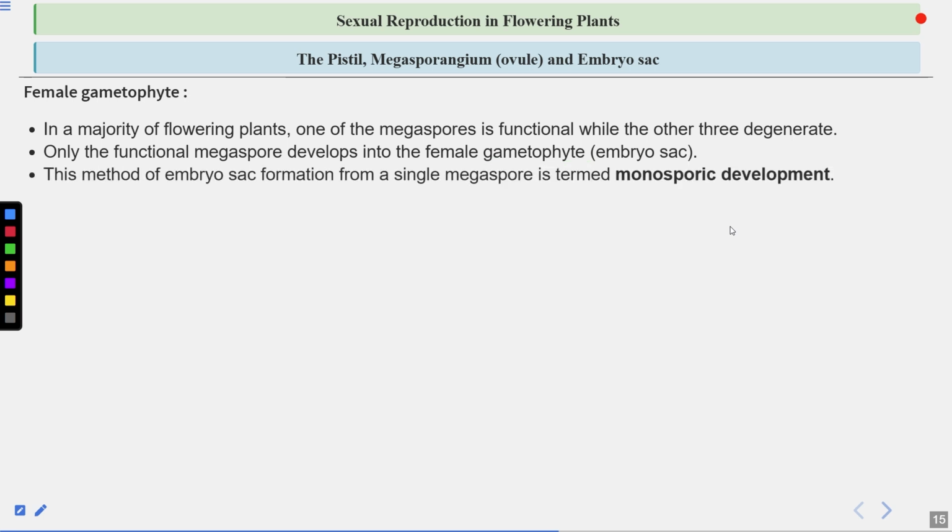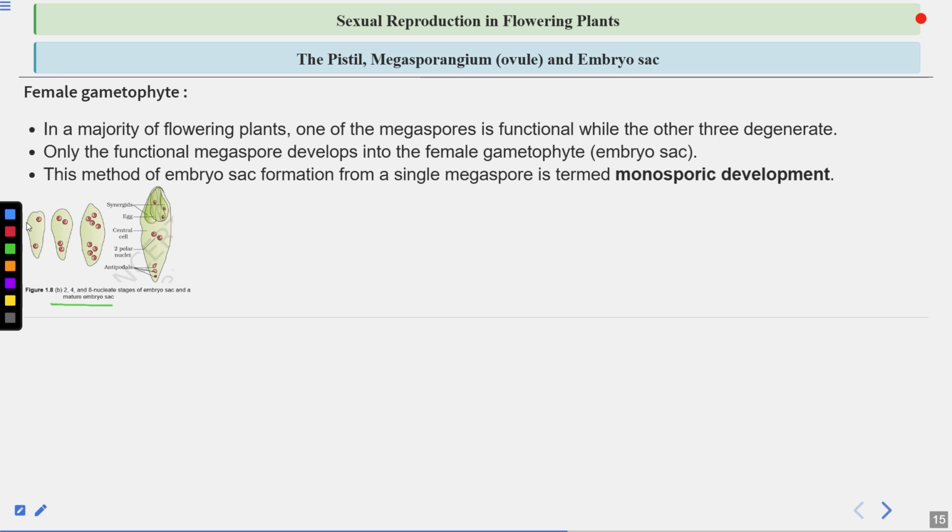This method of embryo sac formation from a single megaspore is termed monosporic development, because only one of the megaspores is involved in the formation of the embryo sac. That is why it is called monosporic development. So here you can see now how the embryo sac is formed. This is very, very important to understand.